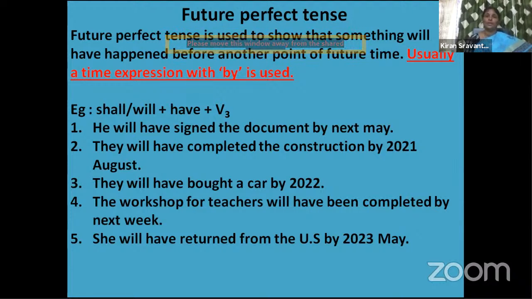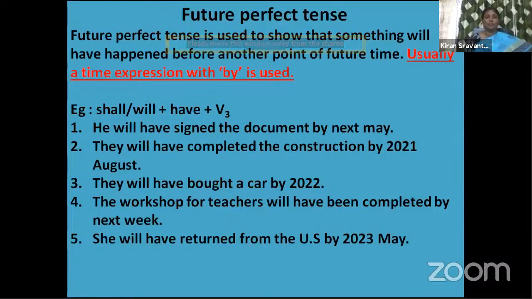So how to identify, how to understand? Usually a time expression with by means that is the deadline. By that time, so and so action will surely come to an end. That will be done. When we go to the examples, then we will understand in detail. So how to write it and what is its structure? Subject plus shall or will plus have plus V3. What is V3? Past participle.